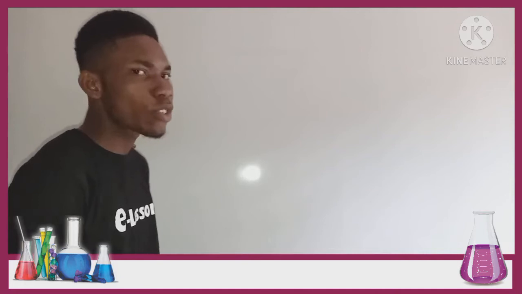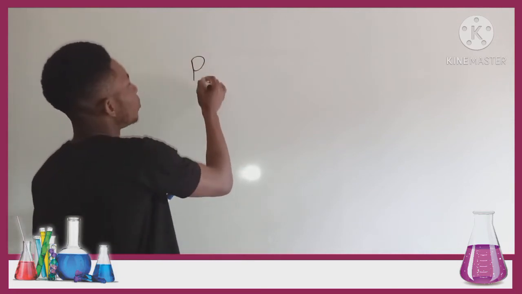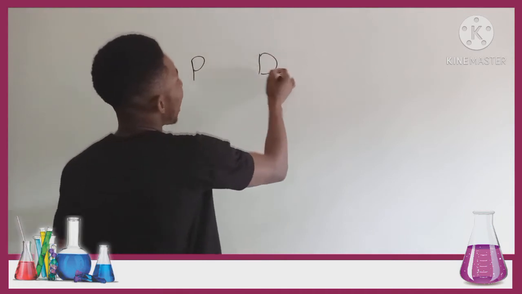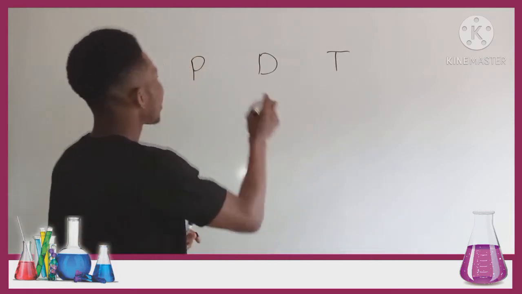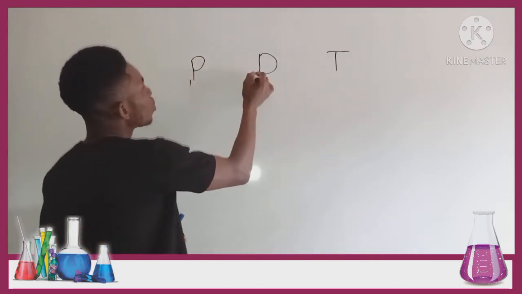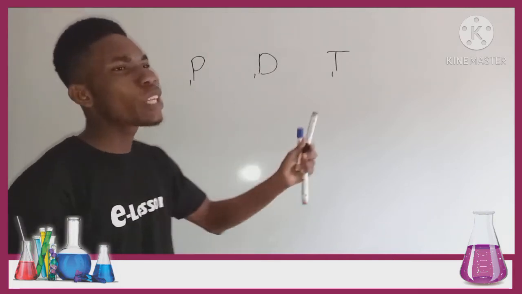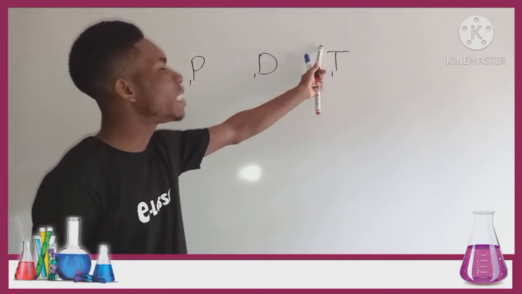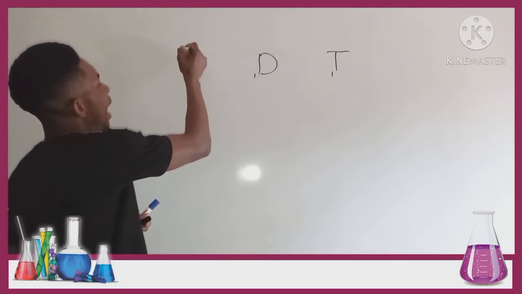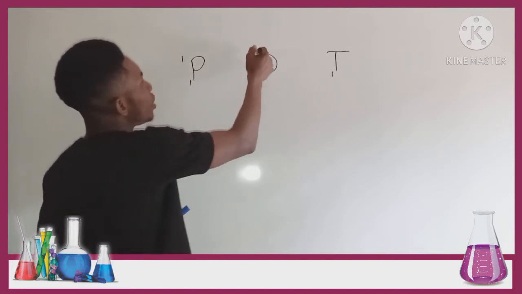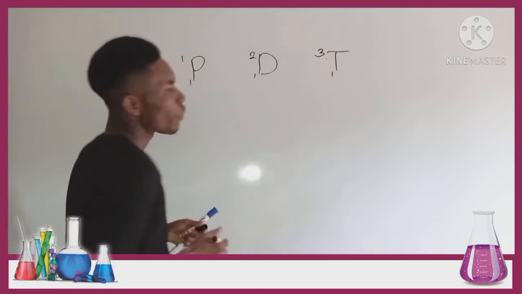Hydrogen has 3 isotopes. The 3 isotopes are protium, deuterium, and tritium. Of course, all of them have an atomic number of 1. But these 3 have different numbers of neutrons and ultimately different atomic mass or isotopic mass. Protium has atomic mass of 1. Deuterium has atomic mass of 2. Tritium has atomic mass of 3.